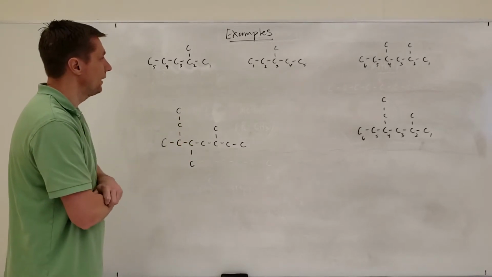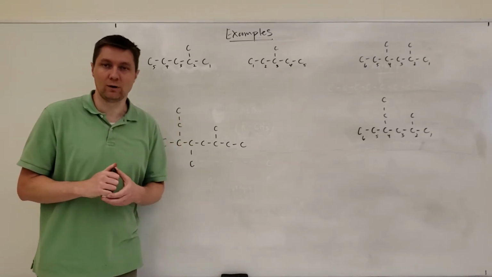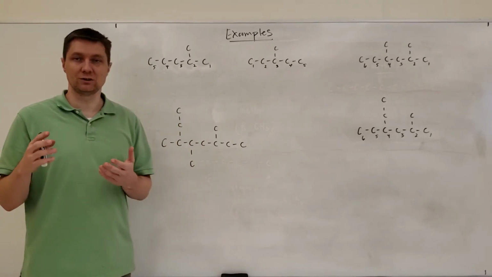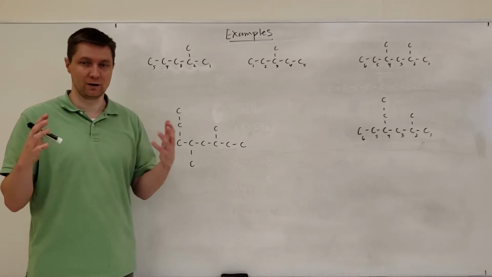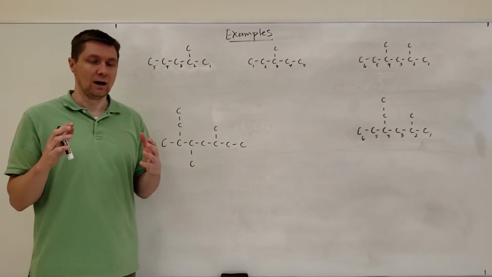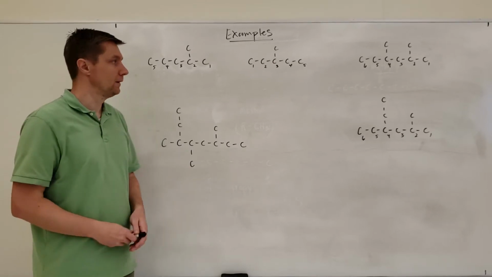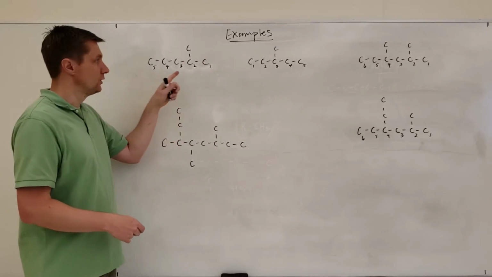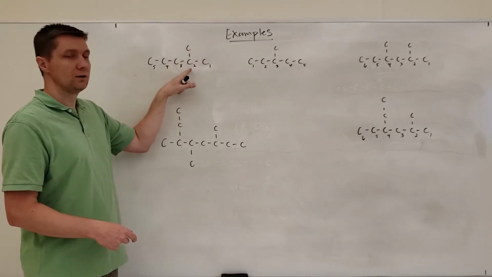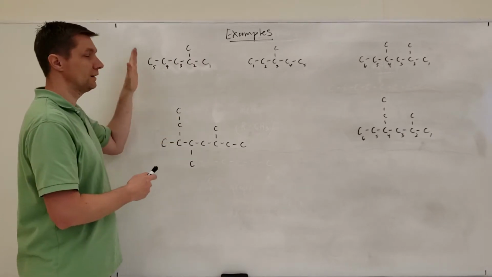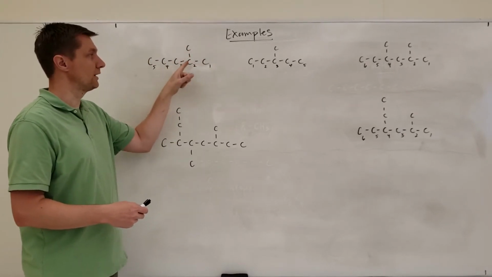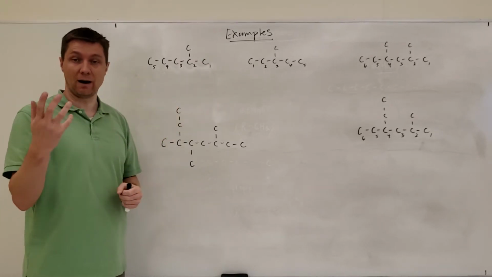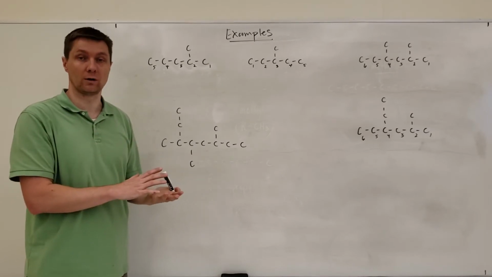And so the rule that we have to follow as it relates to numbering parent chains is we have to number the chain so that the alkyl branches, all of the different branches that come off of that chain, have the lowest number possible. So in this case, I have to number this parent chain from right to left so that this alkyl branch here can be on carbon number 2. If I were to number it left to right, then this alkyl branch would be sitting on carbon number 4. So this numbering system takes priority because it gives the alkyl branch a lower number.